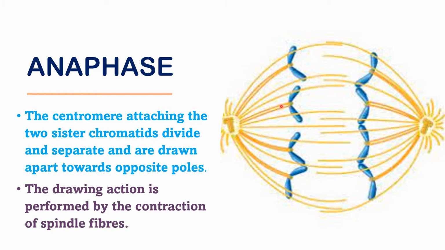Then at the time of anaphase, what is happening here is these sister chromatids are drawn apart. Here you can see they divide. The centromere also divides. The centromere attaching the two sister chromatids divides. Then these two sister chromatids separate and are drawn apart towards the opposite poles.